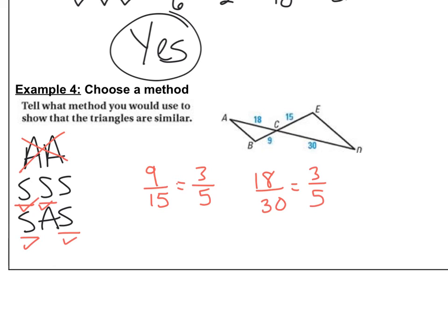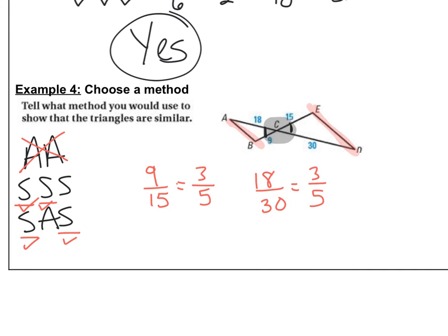The question is, can I prove anything else on here? Can I prove that these side lengths, because I need this third side length for side-side-side, are in proportion with the other two? I don't have any measurements there, so there's not much I can do. It's not a right triangle, so I can't use the Pythagorean theorem. The only thing I can do is hope that you remember that when 2 lines intersect, they create vertical angles.